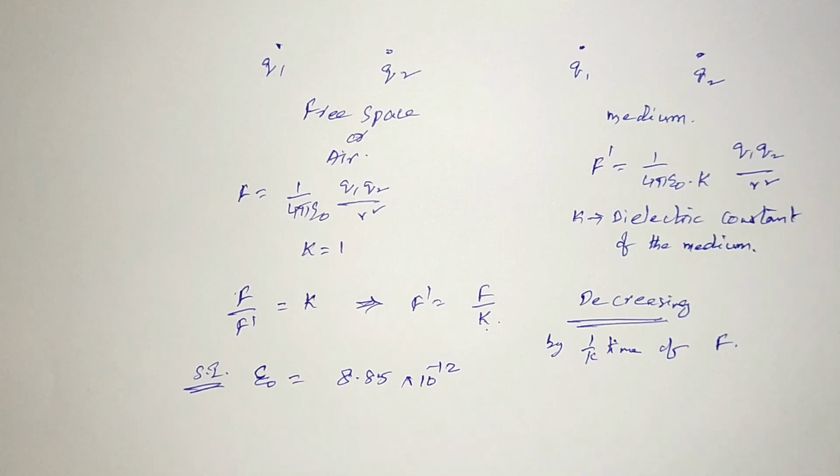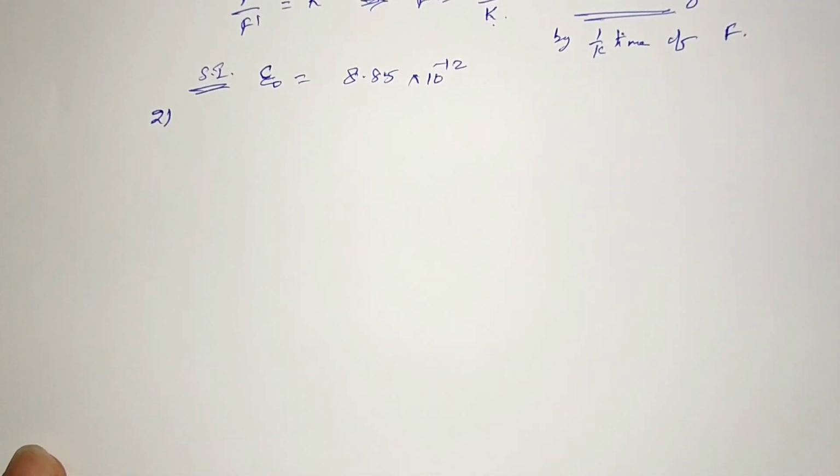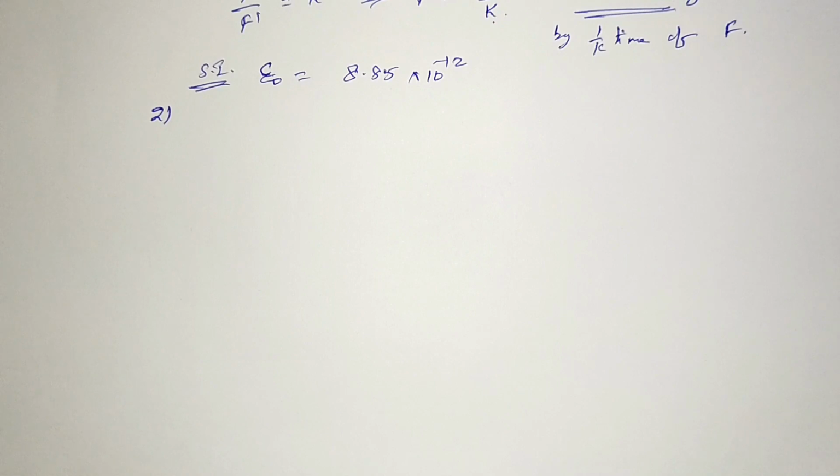Okay, so this is how the medium is affecting the electrostatic force acting between the two charged particles. So in this way one can calculate how the value of force will be changing when dielectric constant is introduced. That is the first point. And second point. The second point is the electrostatic force is an action reaction pair.